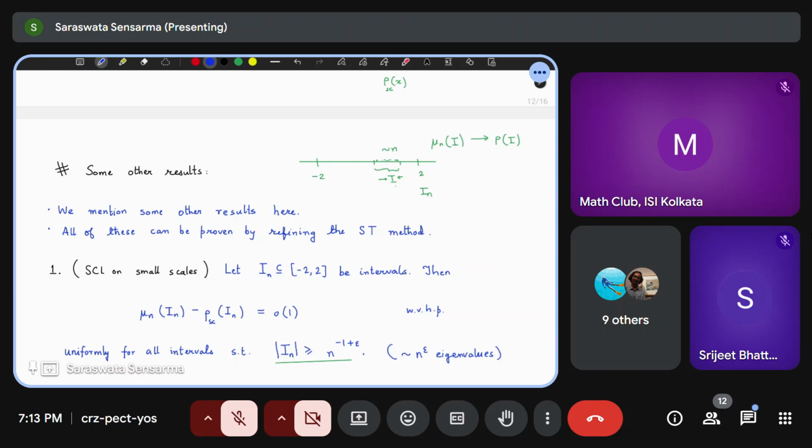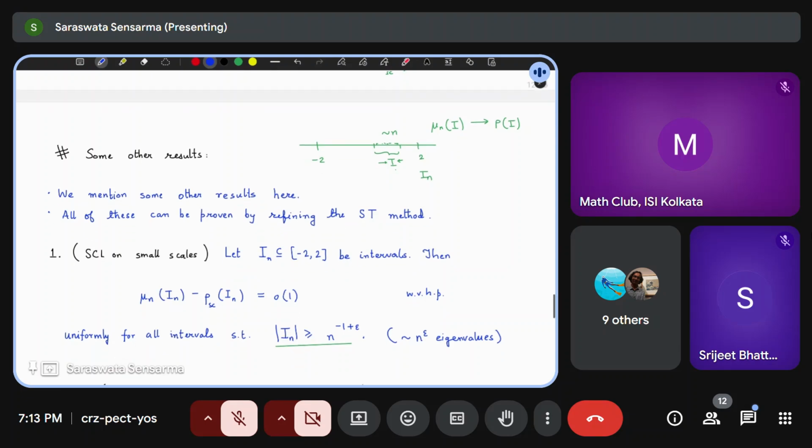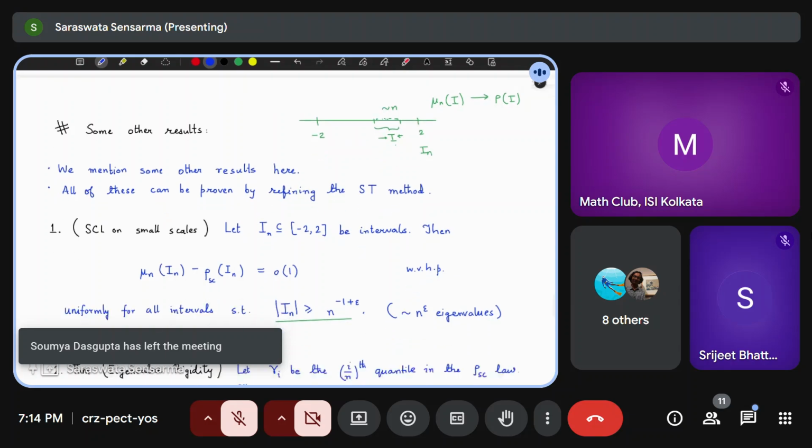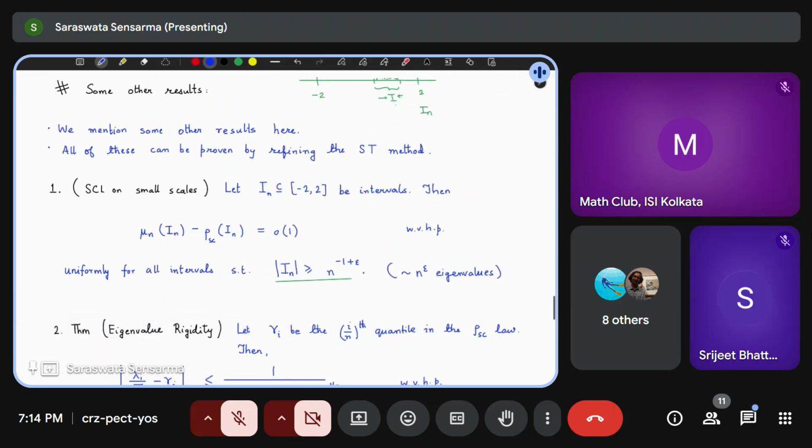Like these two are a little off. So one converges to the other. I mean, converges to the other is not a correct statement because both of them converge to 0. But yeah, the gap between them is small. Okay, so we have a semicircle law for smaller scales as well.